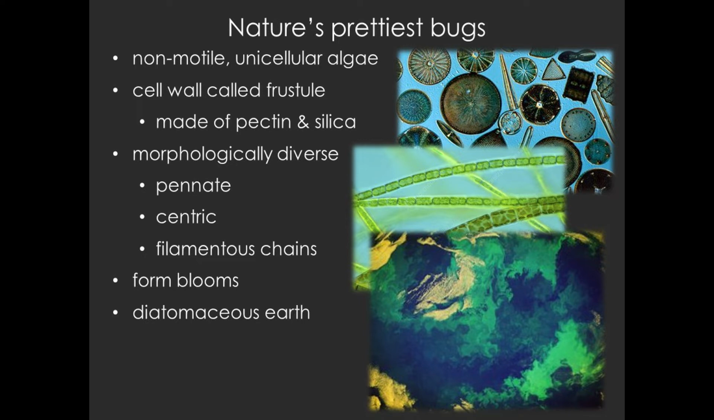As I mentioned, they're morphologically diverse. You can see that from the pictures here. They come in long pin-like forms called pinnate diatoms. They come in round forms called centric, and they also form filamentous chains. When conditions are right, they form blooms, and the fossilized remains of diatoms are used to make diatomaceous earth.